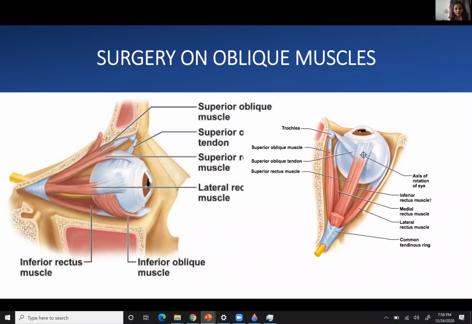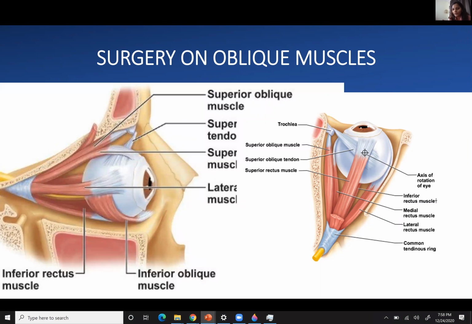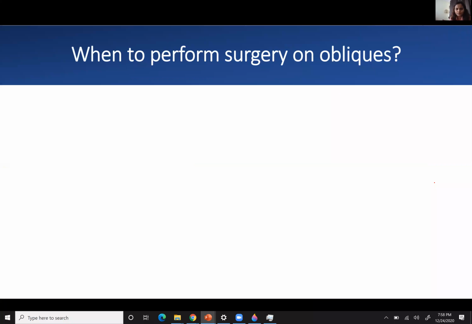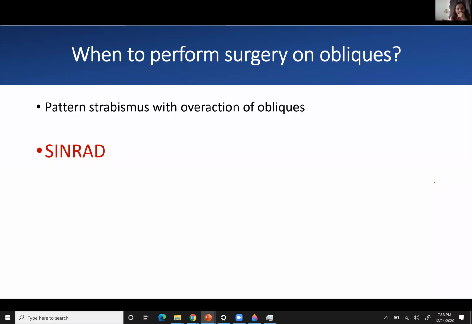Okay, ma'am. The inferior oblique tendon, the anatomy, and this is the superior oblique tendon. Though the superior oblique tendon actually originates from the apex of the orbit, the functional origin is this. So that is why I say the muscle originates anteriorly and inserts posterior to the equator. This is the equator. So when to perform surgery on obliques? When you find pattern strabismus with overaction of obliques, like for example, A pattern or V pattern. You all know the mnemonic SINRAD, that superiors intort and recti adduct. So obliques actually abduct. The reason why I quoted this is to remember that obliques abduct the eye.